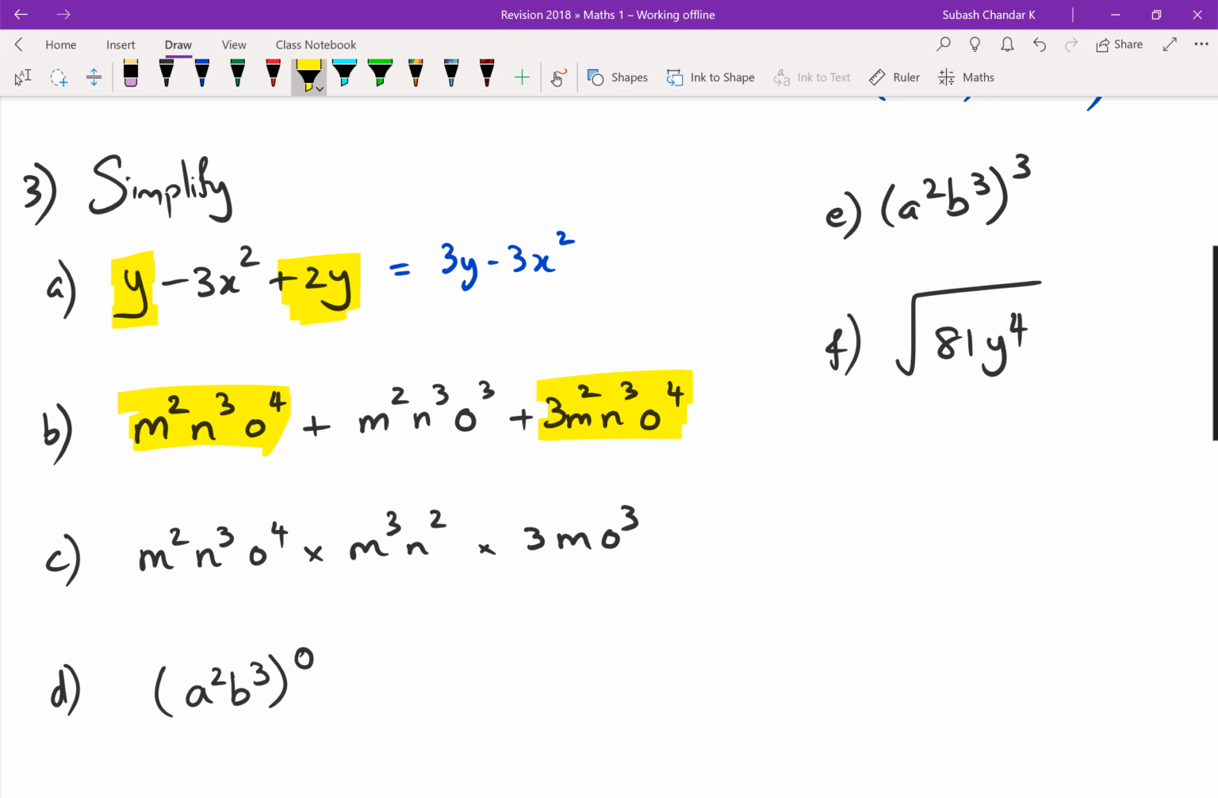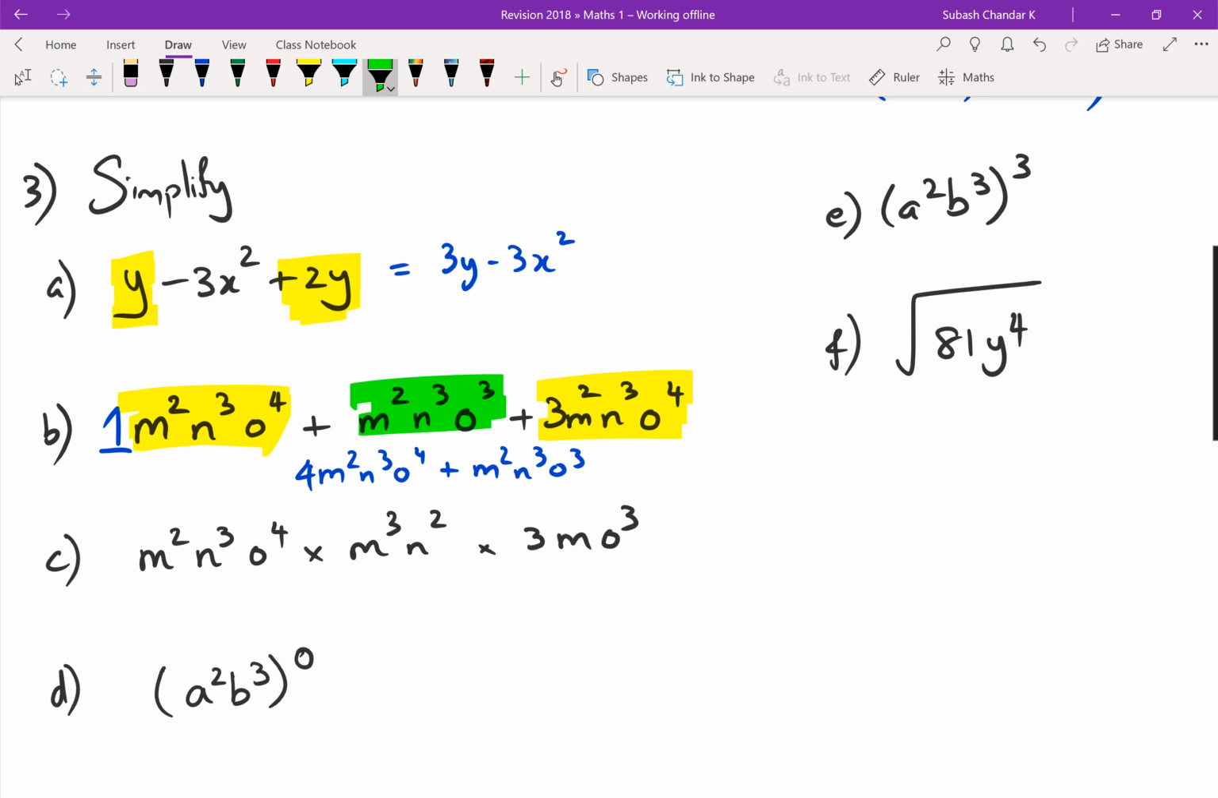So only those two are like terms, so we can combine them together. Remember I told you in maths we don't write 1x. So there's actually a 1 right next to that, m squared n cubed over 4. So when we combine it, we're going to get 4m squared n cubed o to the power of 4 plus m squared n cubed o to the power of 3.